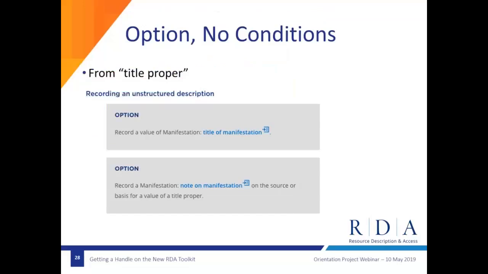We can also have options with no conditions. So from title proper, there are two options for recording an unstructured description. One is to record a value of manifestation, title of manifestation, basically transcribe the title. The second option is essentially to make a note if you feel that there's a need to do so. So record a manifestation note on the source or basis for the value of a title proper.